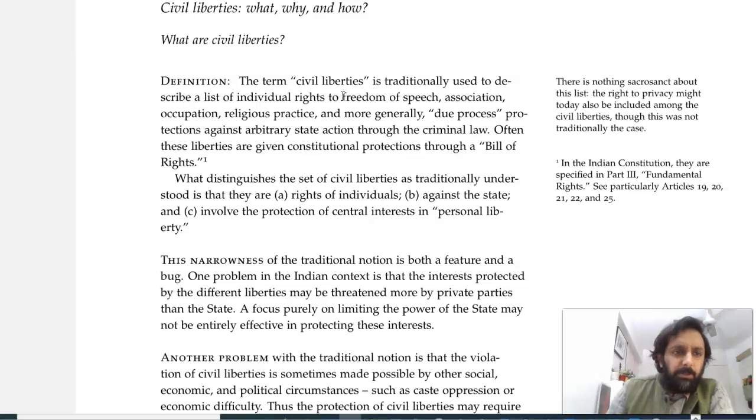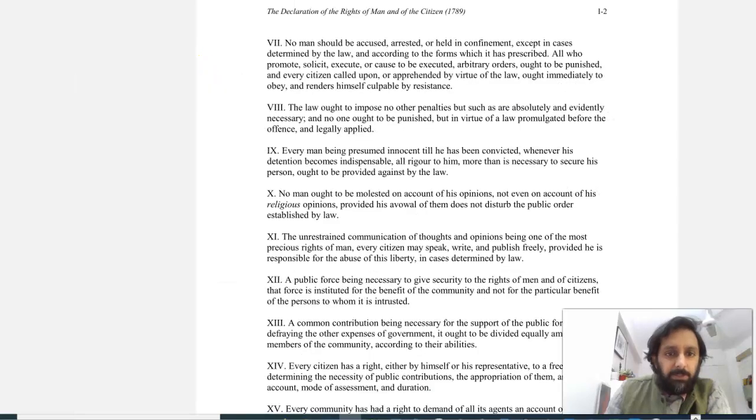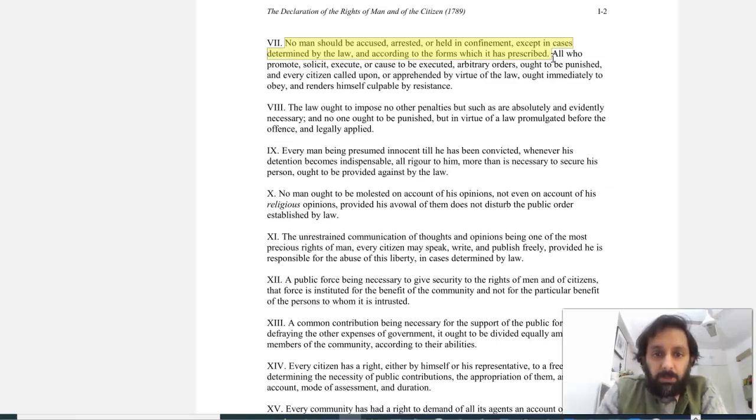So let me just show you some examples of classic civil liberties documents. The first being the Declaration of the Rights of Man and of the Citizen, which is 1789, in connection with the French Revolution. And you can see some examples. There's number 7: no man should be accused, arrested, or held in confinement except in cases determined by the law and according to the forms which it has prescribed. And this is partly a defense against arbitrary or despotic action.